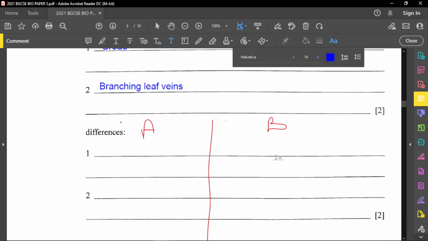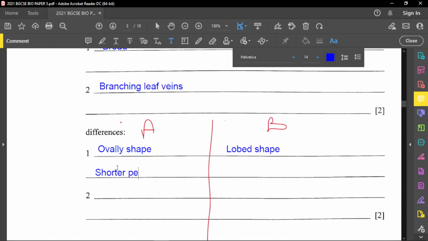Let me talk about leaf A. Leaf A has an oval shape, so you can say oval-shaped leaf, while leaf B is more like what they call a lobed leaf. So it's a lobed shape, shaped like a lobe, like fingers going off, like a hand. It's a lobe-like shape.